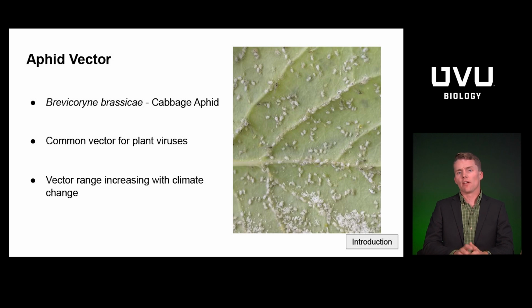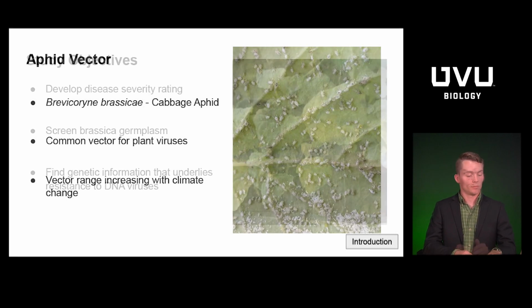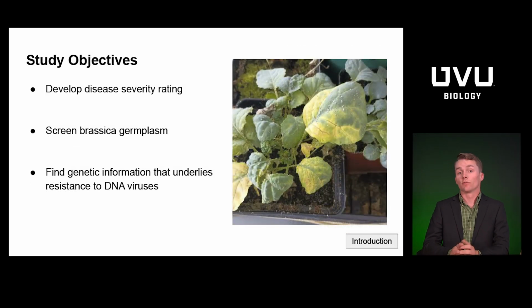In addition, aphids are a very common vector for plant viruses, and that vector range is increasing with climate change. As our climate continues to warm and temperatures increase around the world, these vectors can go into places and reach regions they've never reached before, thus exposing plants and other organisms to novel pathogens. All that to say, this problem is certainly going to continue to occur as climate change continues to affect us.